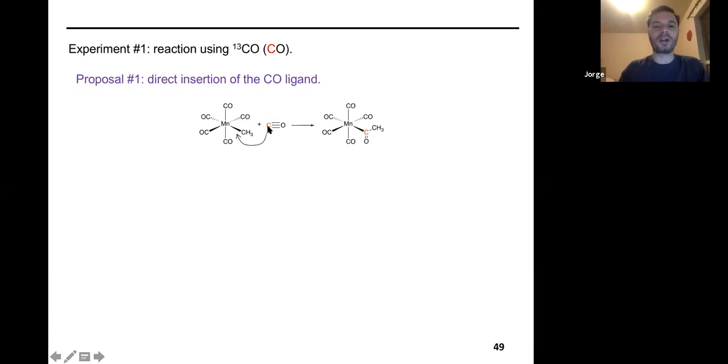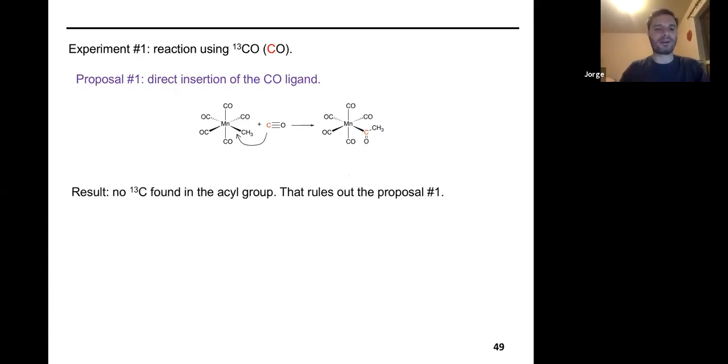Therefore, all the carbon-13 will be transferred to the acyl group, and we will find all of the carbon-13 here in the acyl group. However, the result shows that there is no carbon-13 in the acyl group. Therefore, that rules out proposal number 1. Okay, no carbon-13 found in the acyl group.